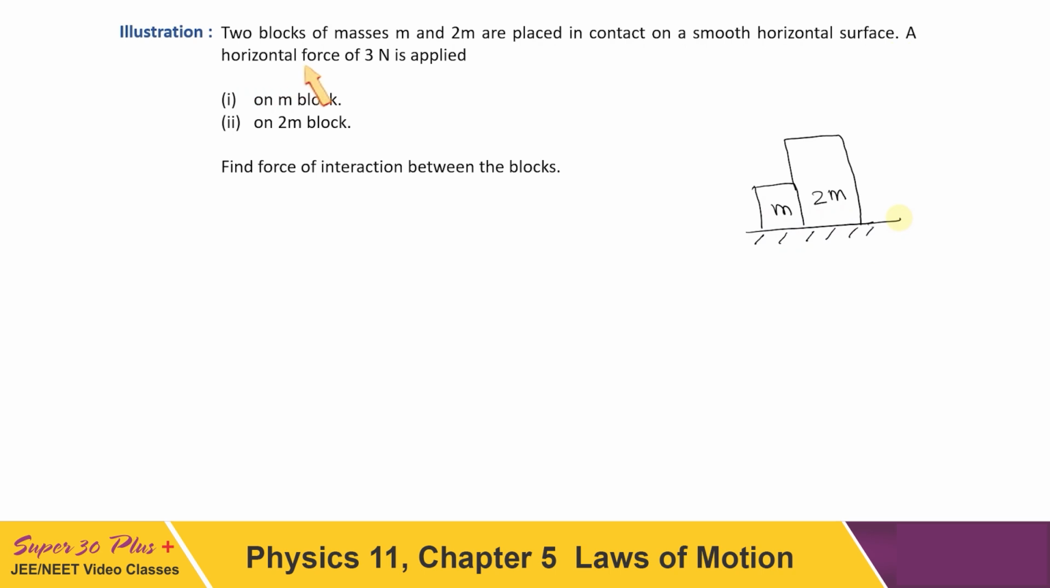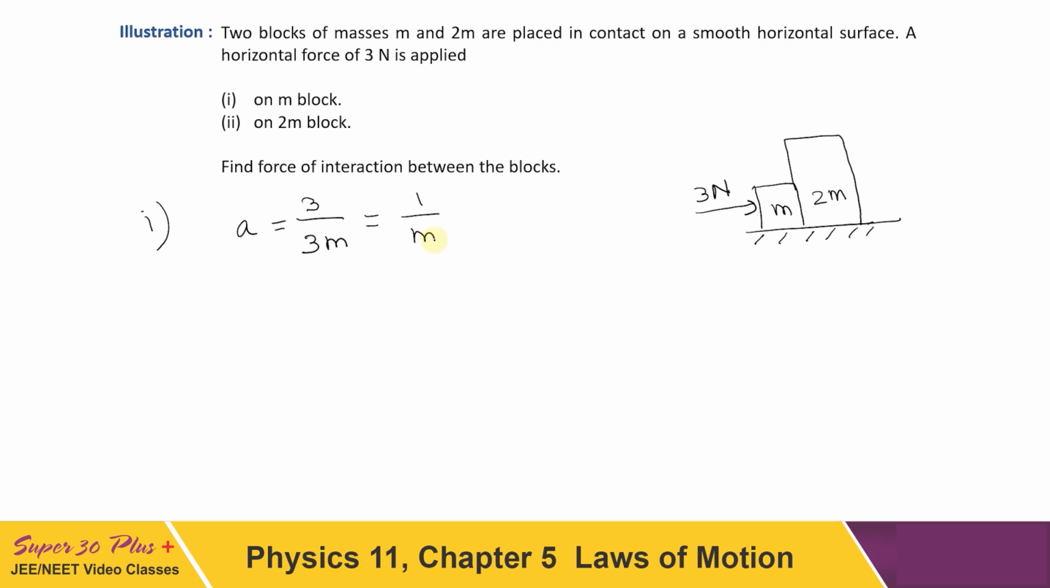A horizontal force of 3 Newton is applied. Now different cases are there. First it is applied on the m block. Let us apply one force here, that is 3 Newton. Find the force of interaction between the blocks as I have shown here. So let us first calculate the acceleration for the entire body, because they are in contact. For external forces it can be treated as a single body having mass 3m. So acceleration can be written as 3 upon 3m, which is equal to 1 upon m. This is the acceleration of the entire system.